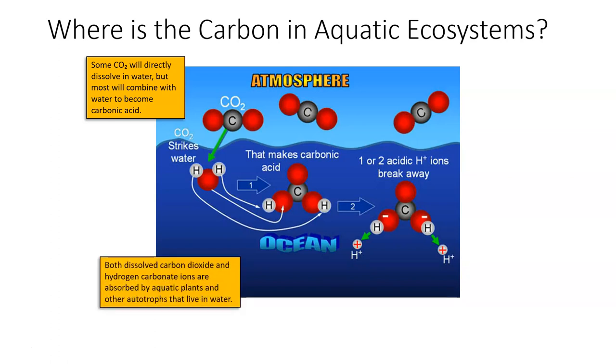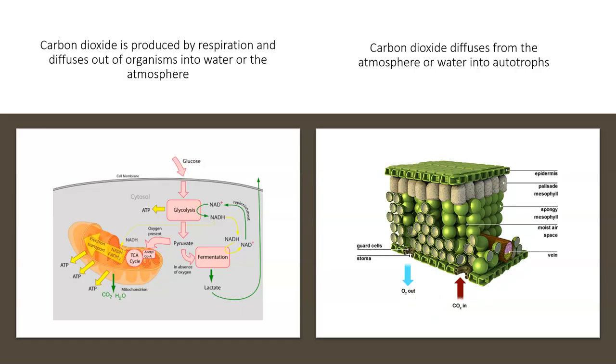But both dissolved carbon dioxide and the hydrogen carbonate ions are absorbed by aquatic plants and other autotrophs that live in the water. And so this is basically our aquatic carbon source. Aquatic plants, algae, and aquatic vegetation are all going to absorb these carbon-based compounds to use in aquatic photosynthesis, which obviously forms the base of the aquatic food chains. Okay, H+ ions, as I explained, are going to reduce the pH of the water and make the water more acidic. Again, more of that to come.